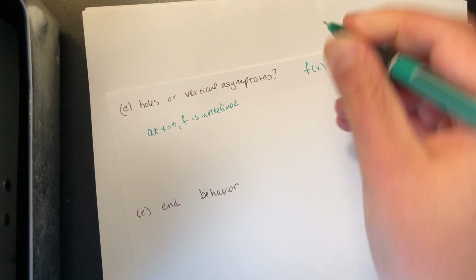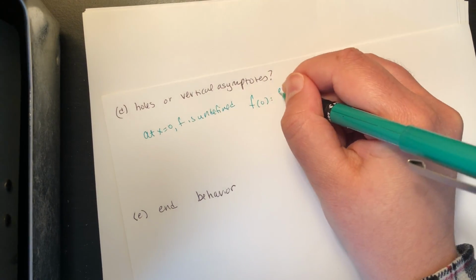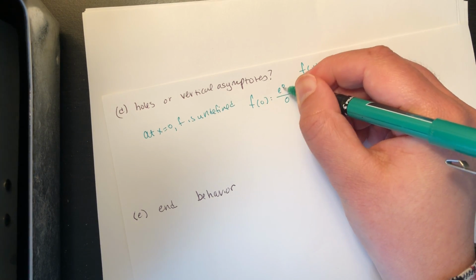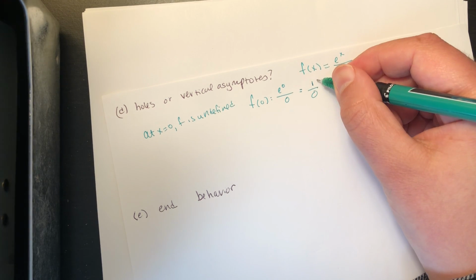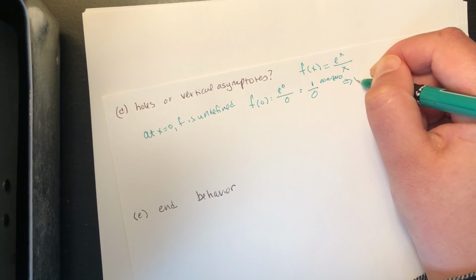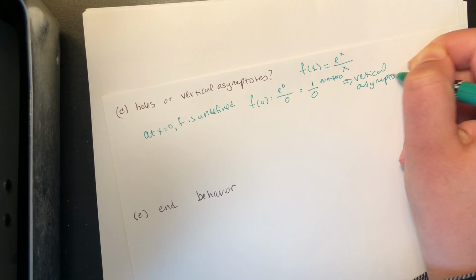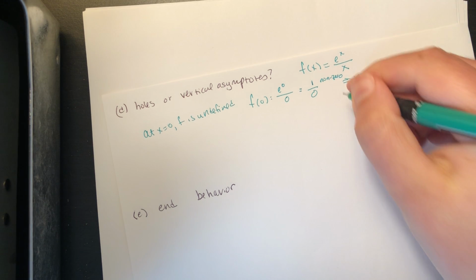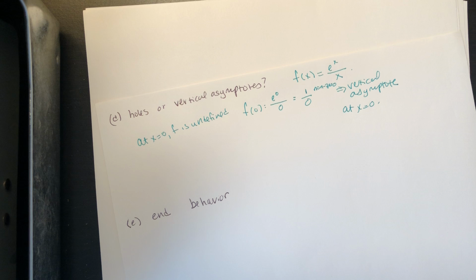If we were to try to plug in x equals 0, f of 0 would be e to the 0 over 0. Now remember, anything to the 0th power is equal to 1, so we get 1 over 0, and anything non-zero over 0 means you have a vertical asymptote. Okay, we have a vertical asymptote at x equals 0. It's the only place this function is undefined, so we're not going to have to worry about any holes or any other asymptotes.